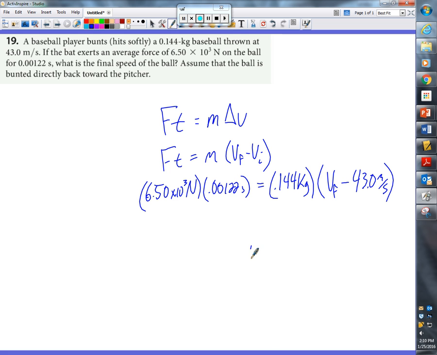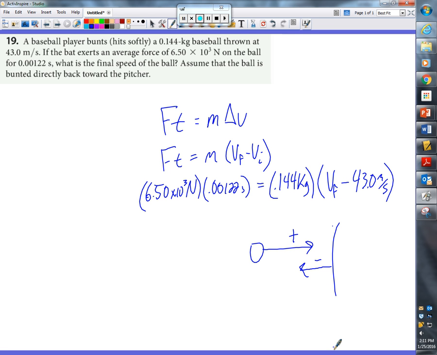So in this case, we have the ball headed that way. There's a bat here, and then the ball is going to bounce back in the other direction. Now remember, momentum is a vector quantity, which means direction matters. And velocity and force are also vector quantities. So this was the direction it was originally moving at 43 meters per second. Let's call that the positive direction, which makes this the negative direction.